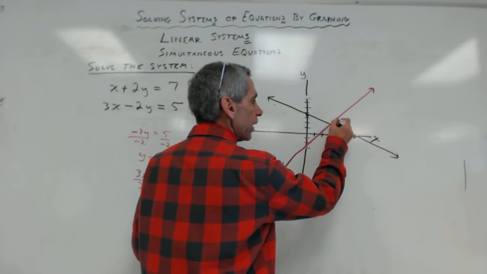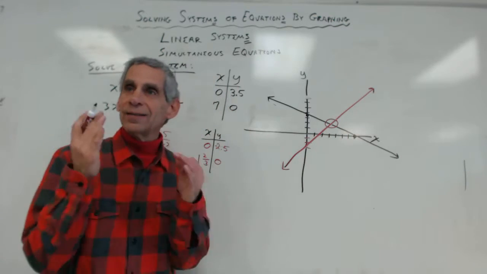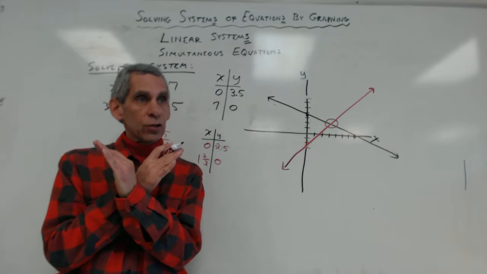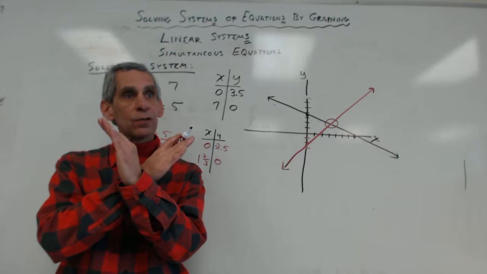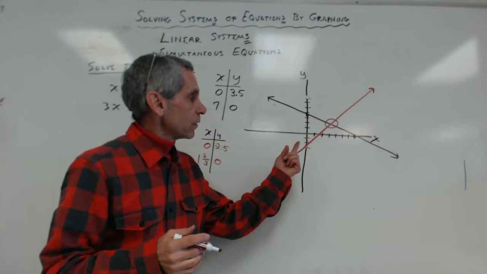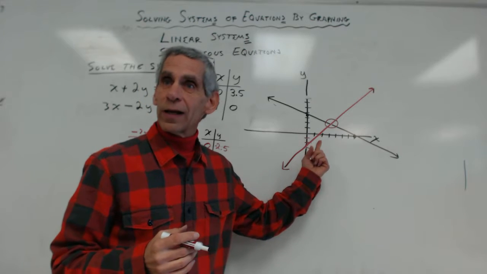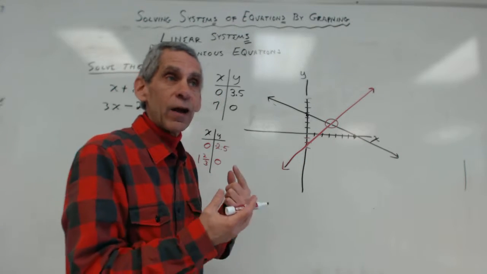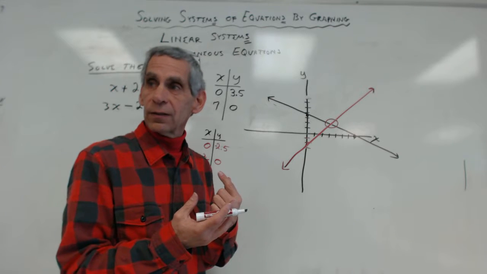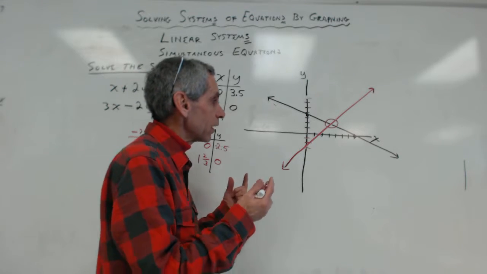This point right here, where the two lines intersect, is what you're looking for when you're being asked to solve a system of equations. So the problem is, what is that point? I have to guess what that point is. If I had graph paper, it would be a lot easier. Does that make sense? But without graph paper, I'm not sure.